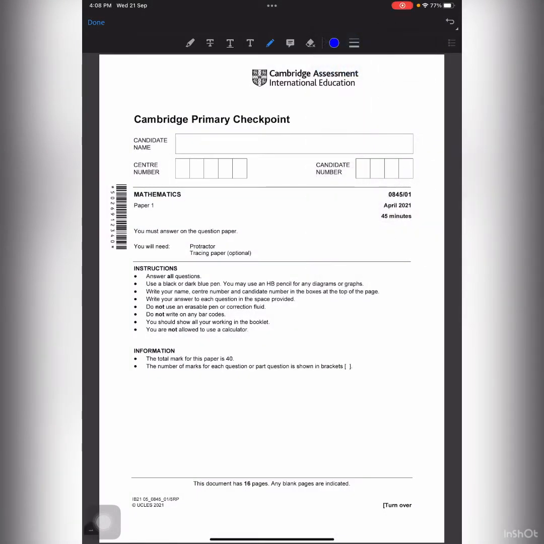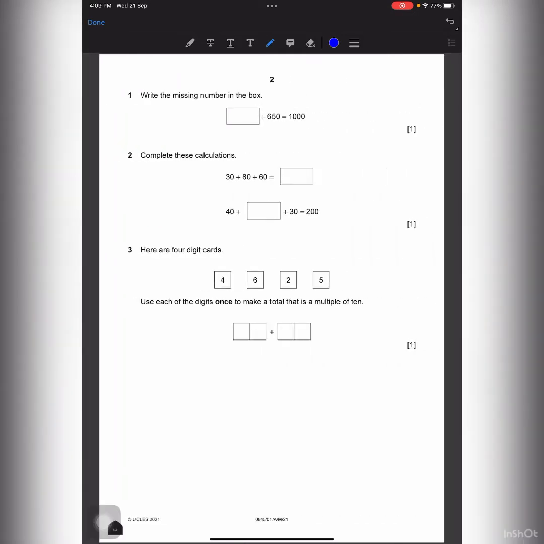Hello everybody, so today we're going to be doing the Cambridge Primary Checkpoint math paper. This is paper 1, April 2021, and we will have 45 minutes to complete the test, and you will need a protractor. Tracing paper is optional, and we will have to answer all of these questions, and the total marks will be 40. So yeah, now we're going to start.